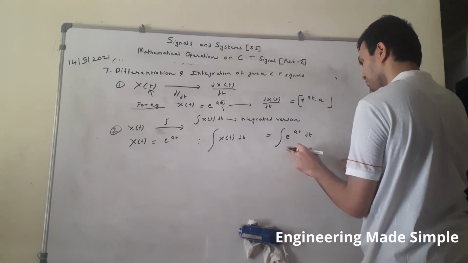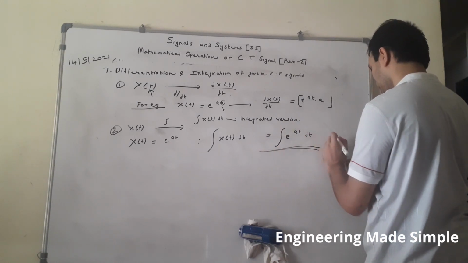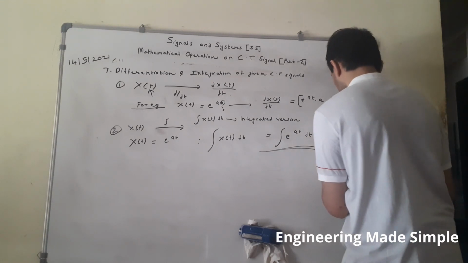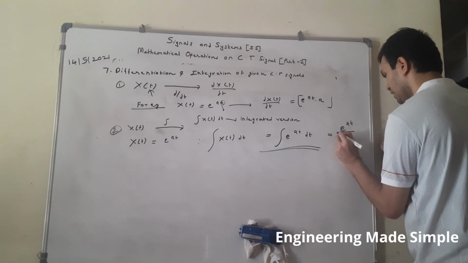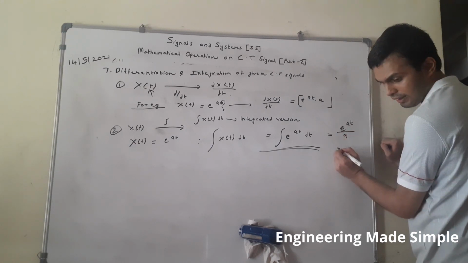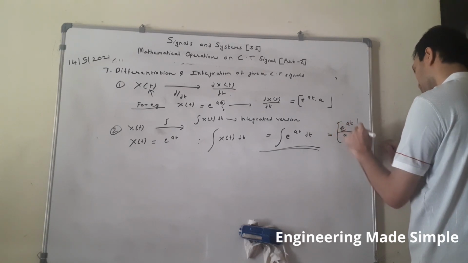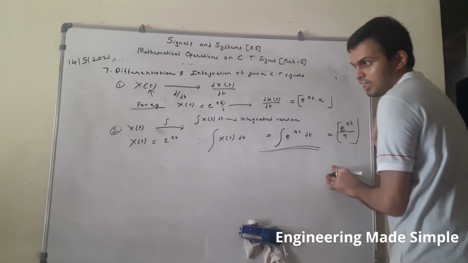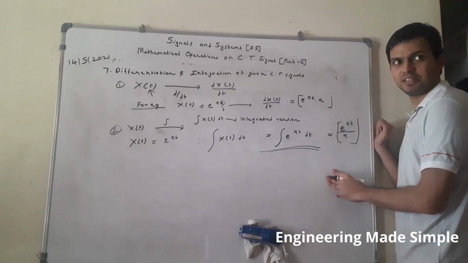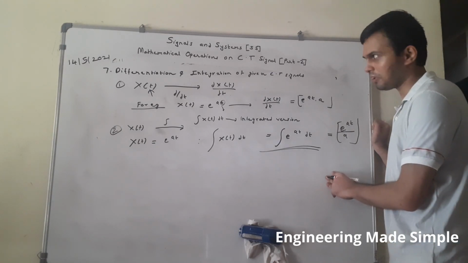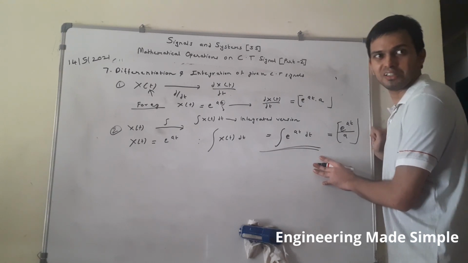This is a standard formula only. What is the integration of e raised to at into dt? It is nothing but e raised to at upon a. So this is how we find the integration of a given continuous time signal. So all these mathematical operations are complete. These are the different types of mathematical operations that we perform on a given continuous time signal x of t. So that's all for the day.